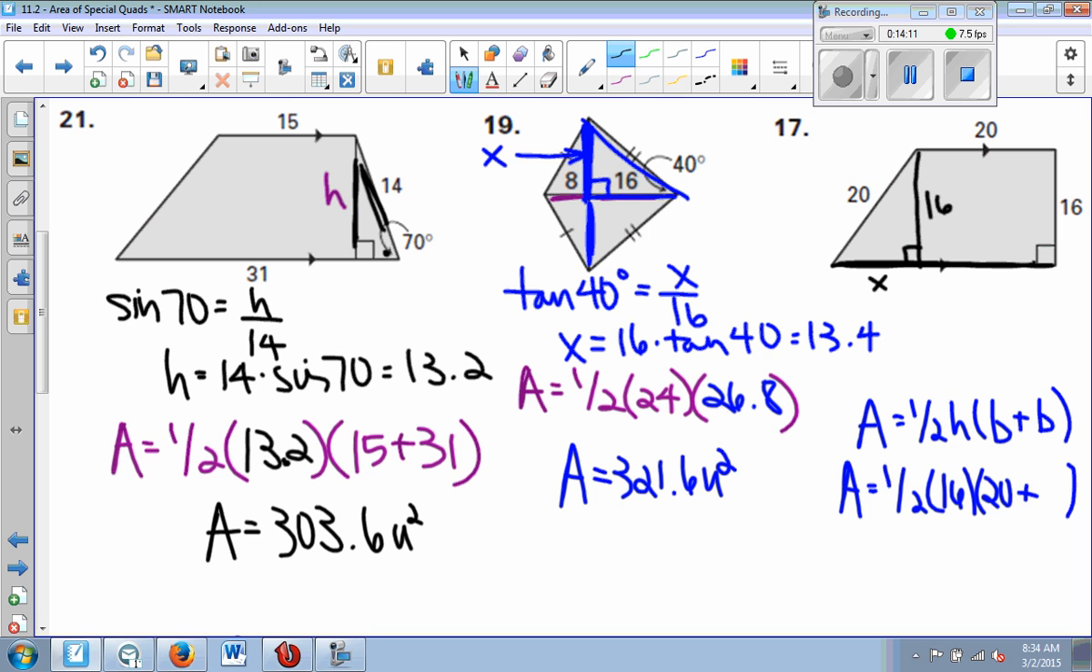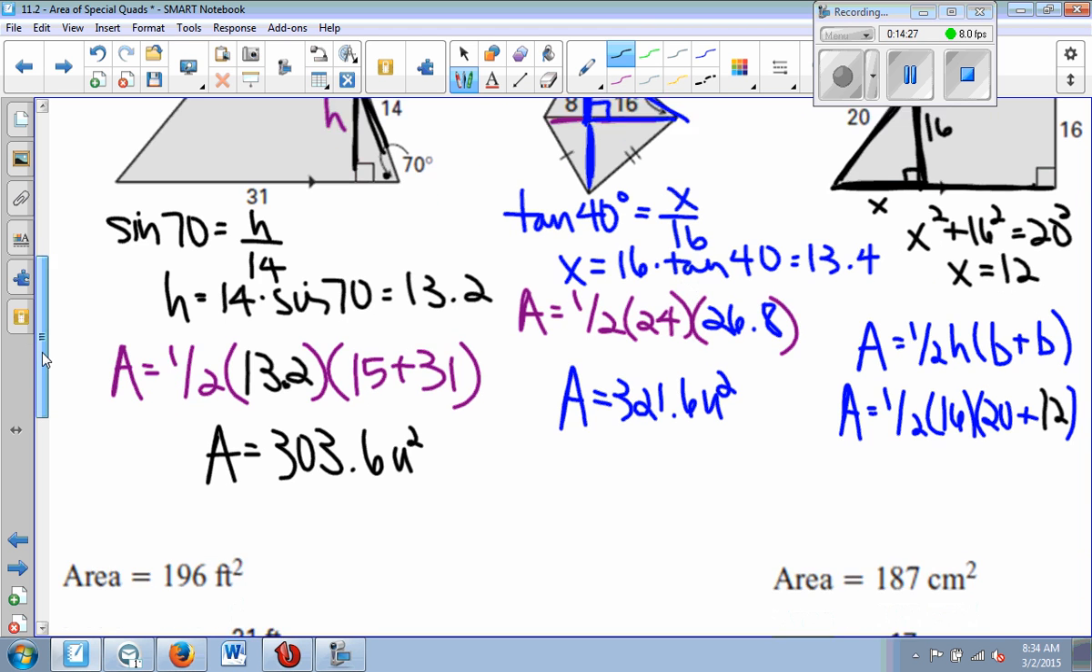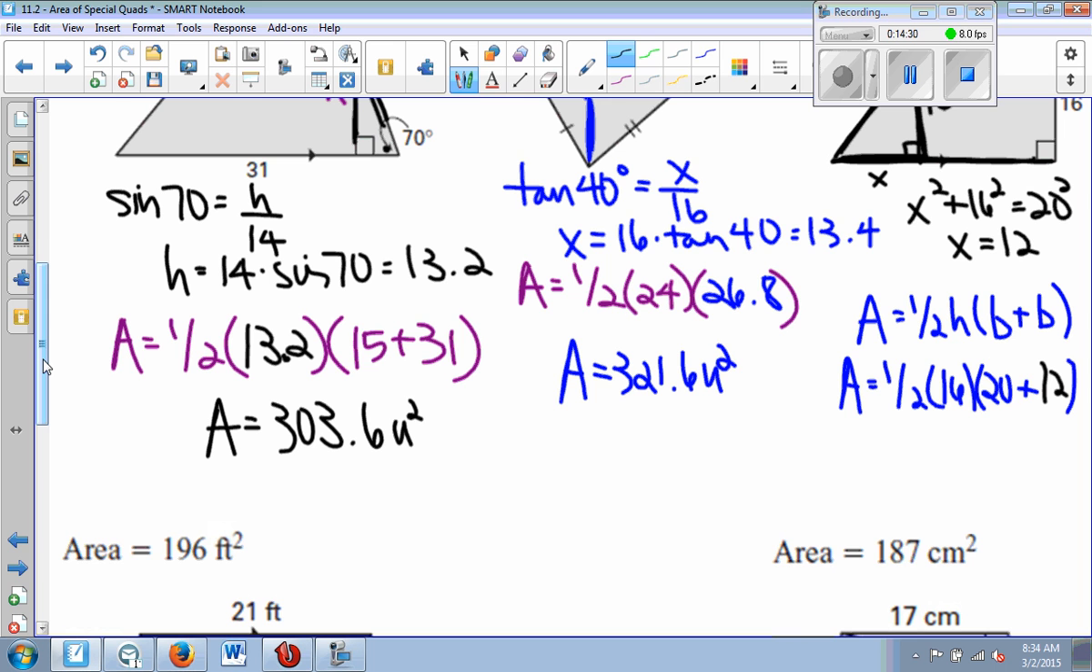So I have to figure out what that piece is so that I can figure out the whole base. Since I have two sides of that right triangle here on the left side, I'm just going to use Pythagorean theorem. So x squared plus 16 squared equals 20 squared. If you do it correctly, you're going to get x is 12. So that's the second base. And then all I need to do is multiply. 1/2 times 16 multiplied by the bases added together, which is, oops, I'm sorry.